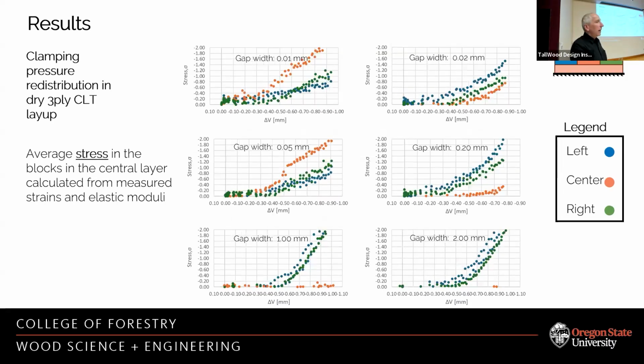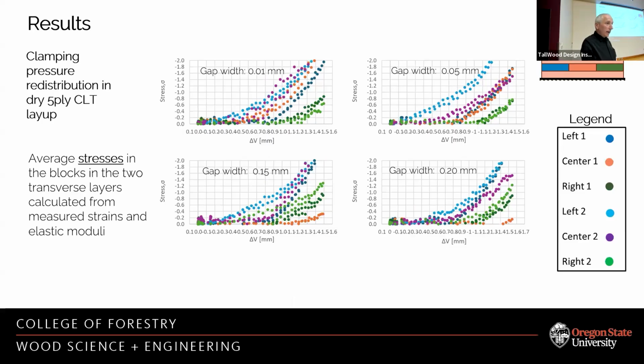This is the same thing, but recalculated now, knowing the elastic moduli of the individual blocks, expressed in stress. So it's a somewhat different image, but the same story, right? As the gap increases, you see diminishing load transfer in the central layer here. So here is a very small gap, and then increasing larger gaps. The same can be done on 5 plies and 7 if you wish to. Once you have it here, it is enough information to start good modeling.